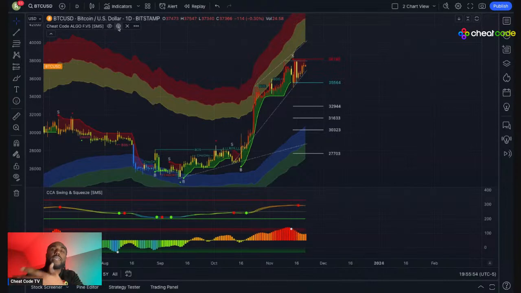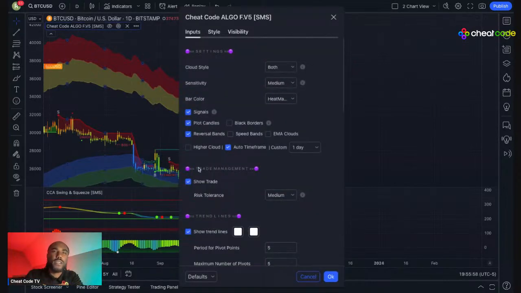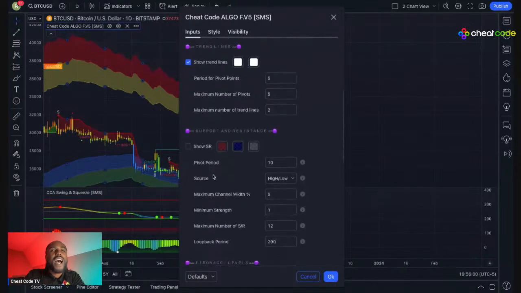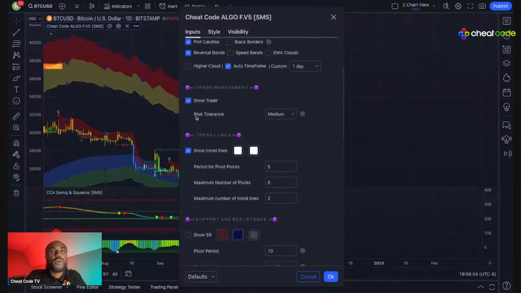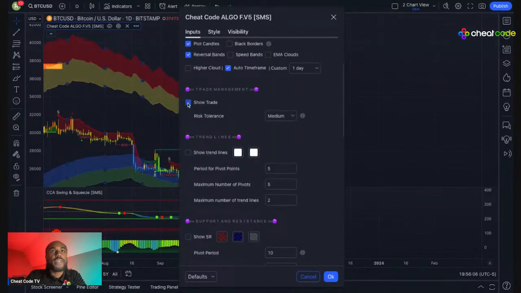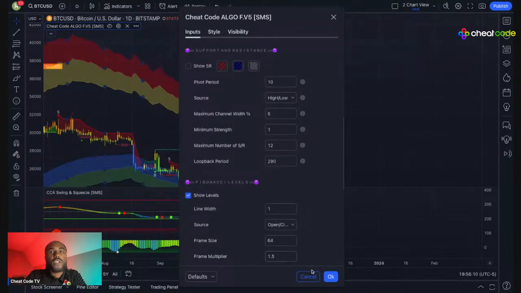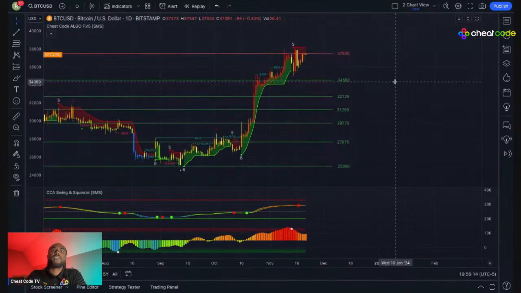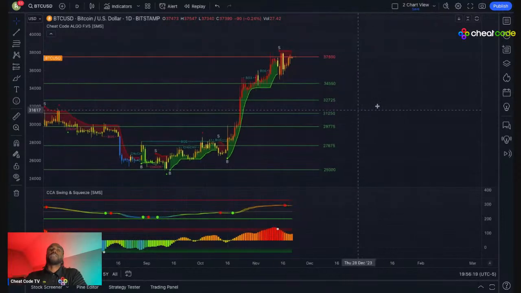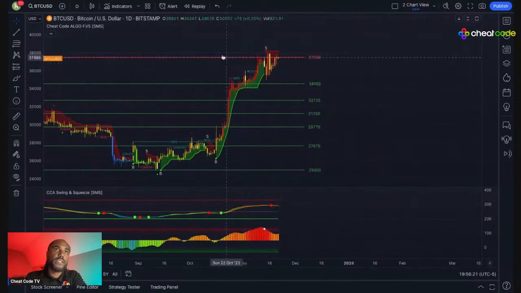Last thing, like I said, now that we see where this is, I always want to check the Fibonacci. Like I said, I want to know where are we on the Fibonacci. So let me turn off the trade management, turn off the reversal bands. Let's turn on our Fibonacci and see where we are. See, we're maxed out on the Fibonacci. Right. So there's so many different ways we can look at this depending on what your strategy is.